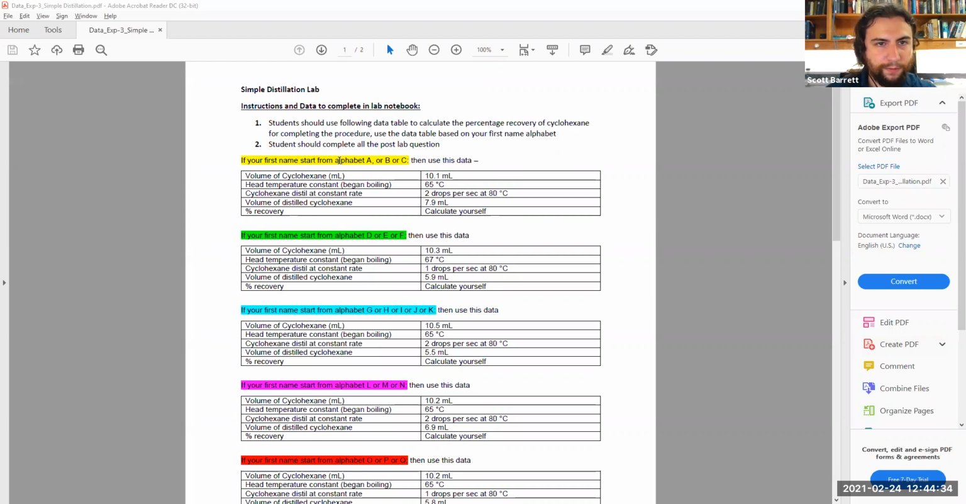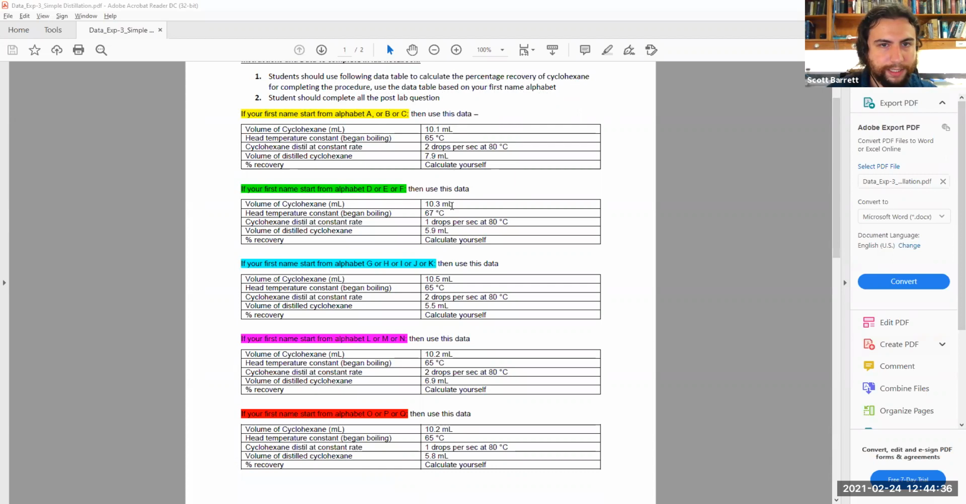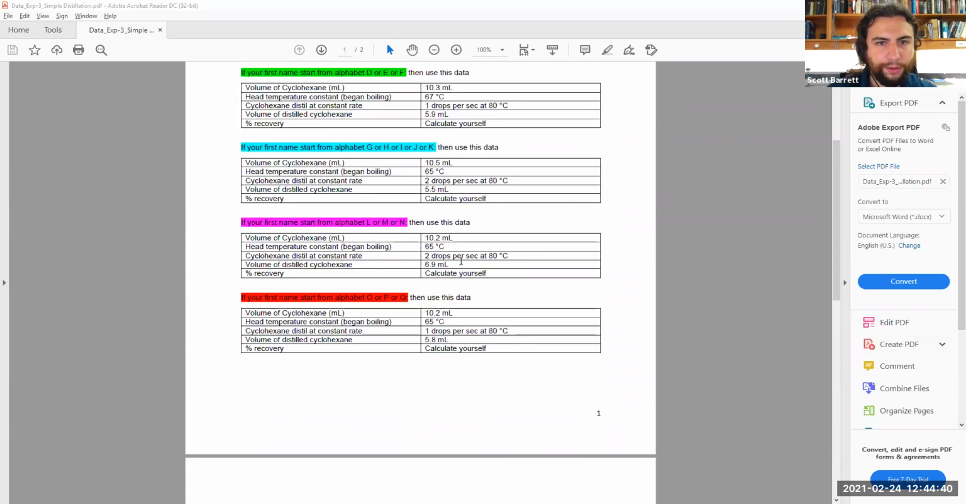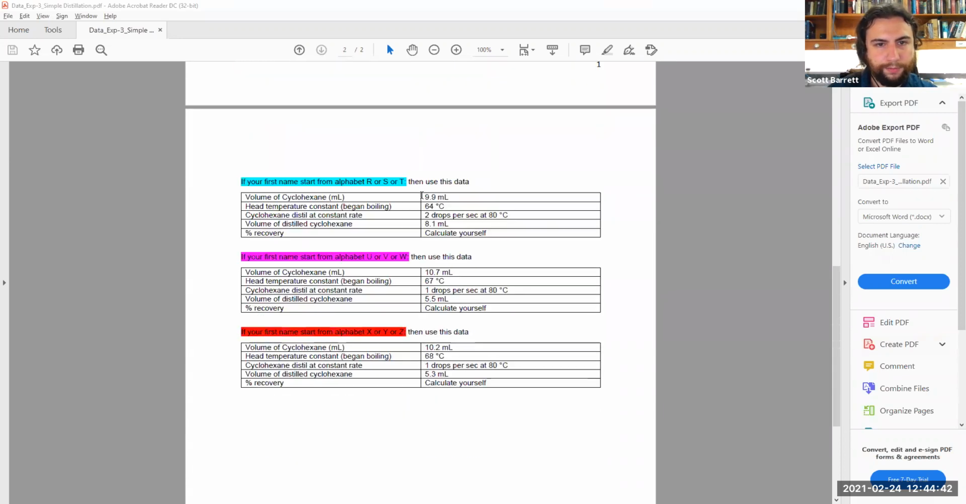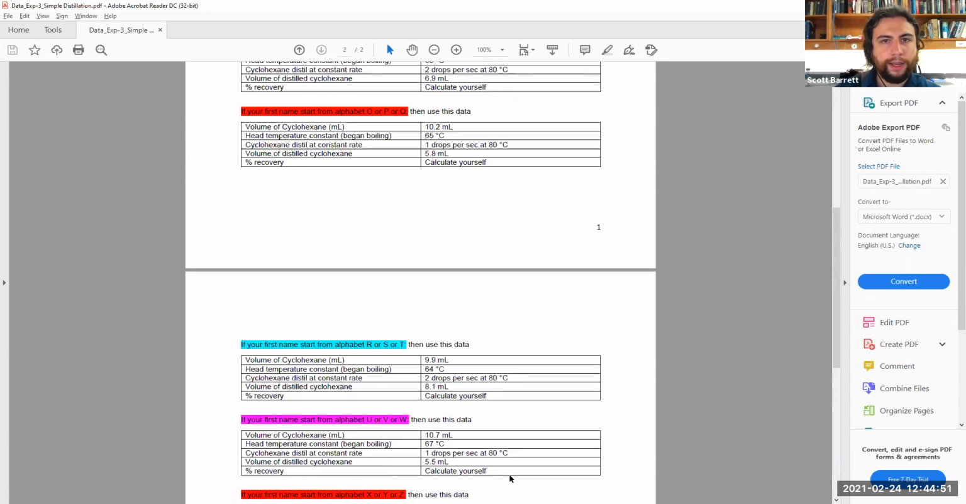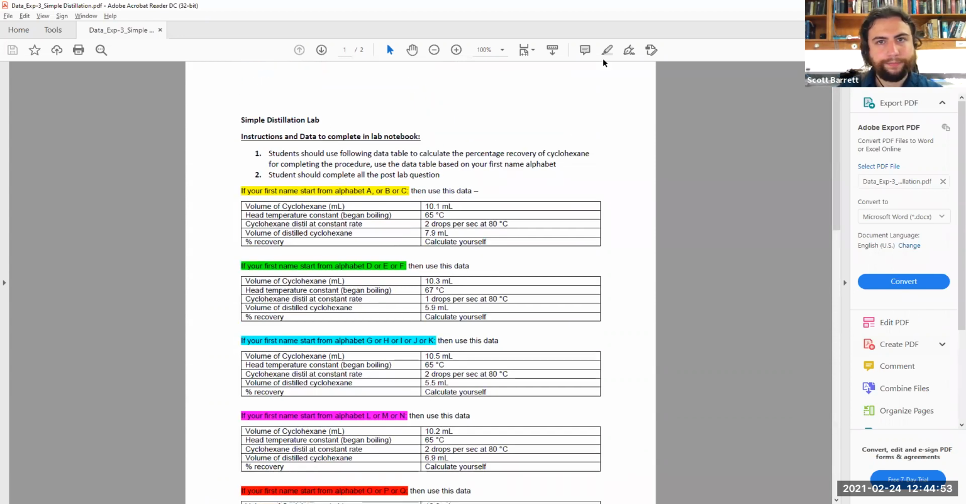So if your first name starts with A through C, utilize this. C through F here, G through K here, L through N, O through Q, R through T, U through W, and X through Z. And make sure to calculate your percent recovery as usual. Very simple formula. And that looks like it's about it for today.